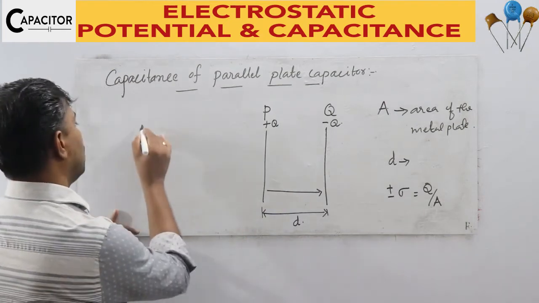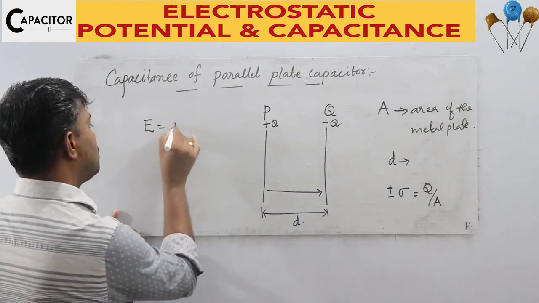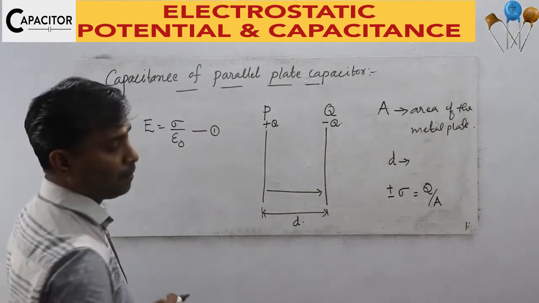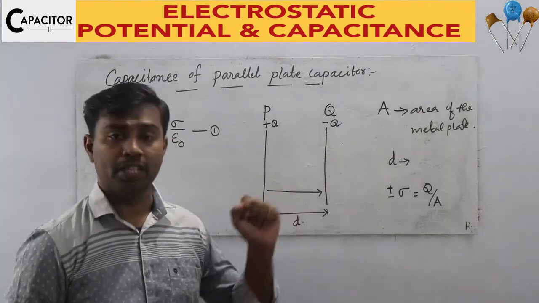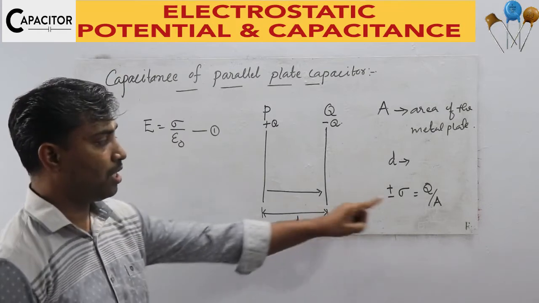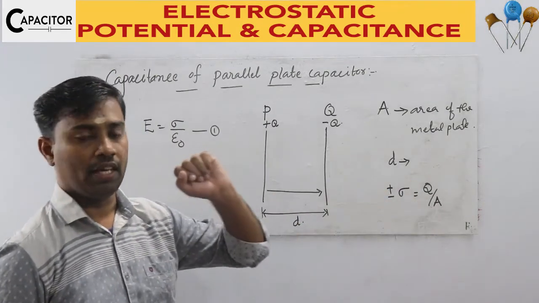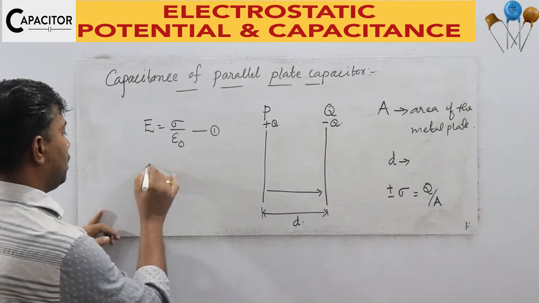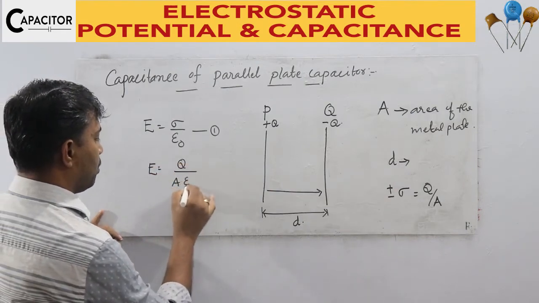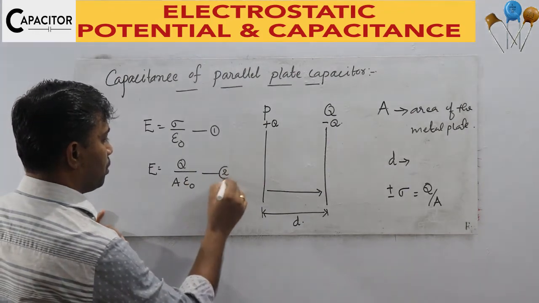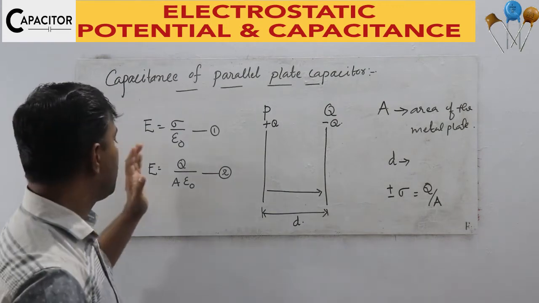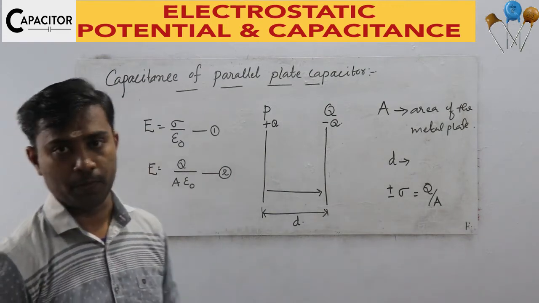That electric field is equal to sigma by epsilon 0. Sigma by epsilon 0 is the electric field between the plates. Here sigma is the charge density, which is equal to Q by A. So we can write the electric field E is equal to Q by A epsilon 0. That is equation number 2. So E is the electric field between the plates, equal to Q divided by A epsilon 0.